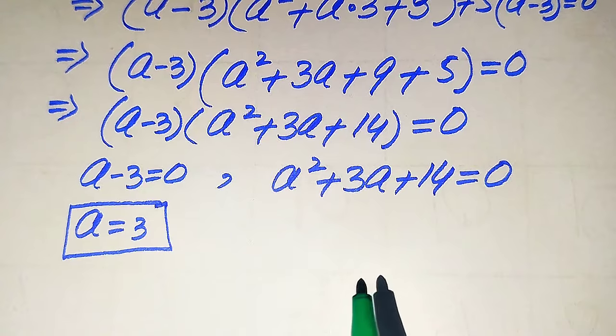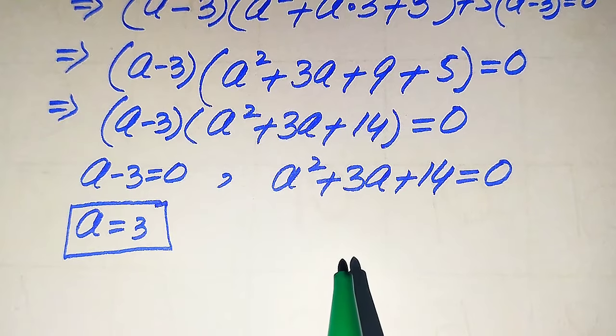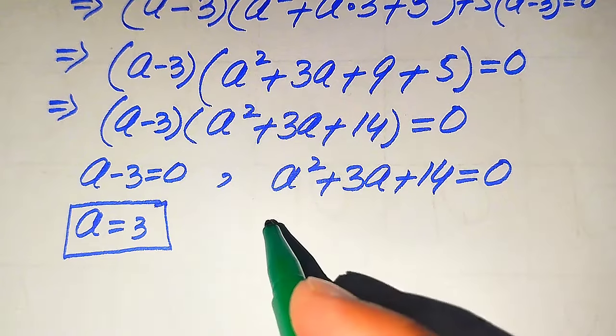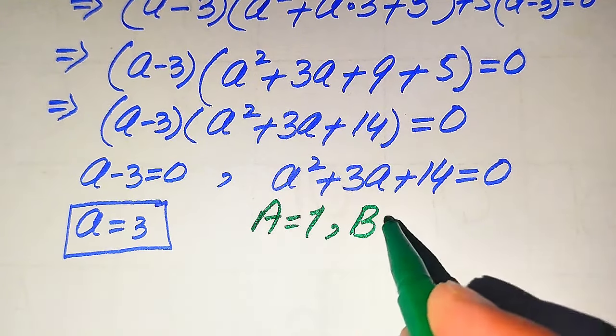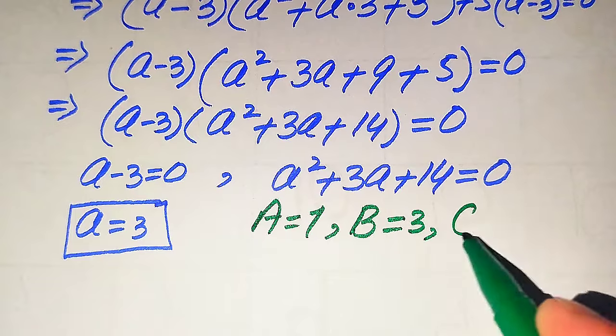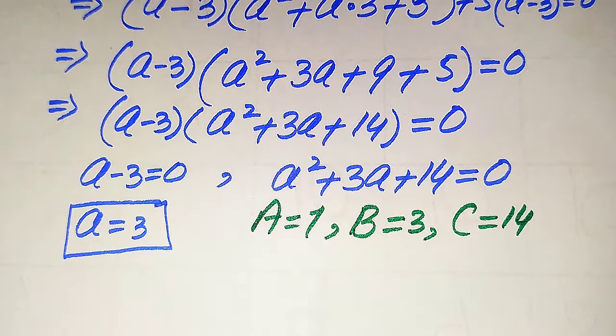Here we know that there are three methods to solve the quadratic equation. First one is the factorization method, second one is completing the square, and third one is applying the quadratic formula. So here we use the quadratic formula to solve this quadratic equation. For using the quadratic formula, first we need to write the coefficients of this equation, and its coefficients are a is equal to 1, b is equal to 3, and c is equal to 14.